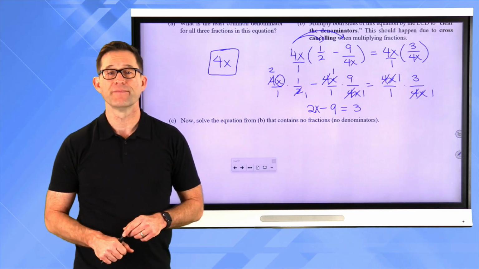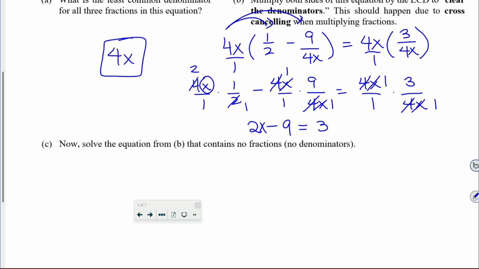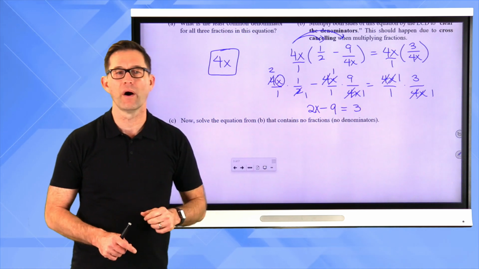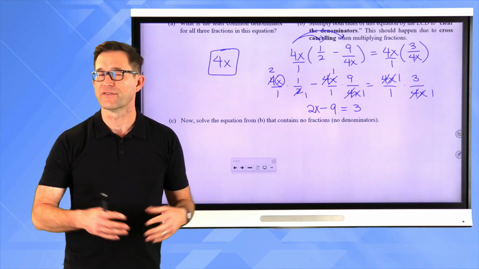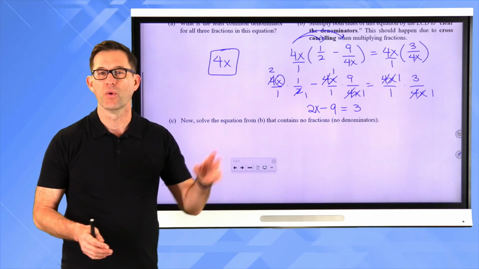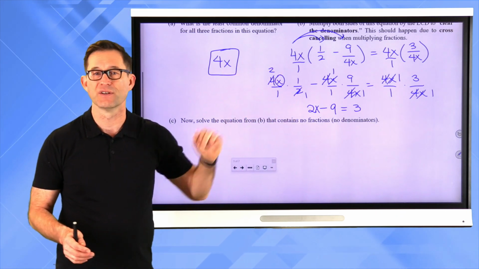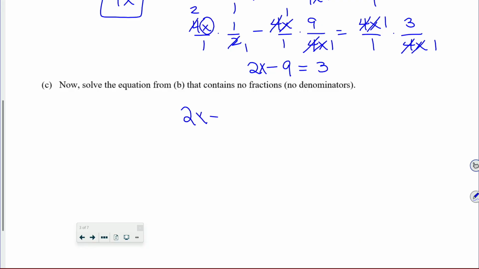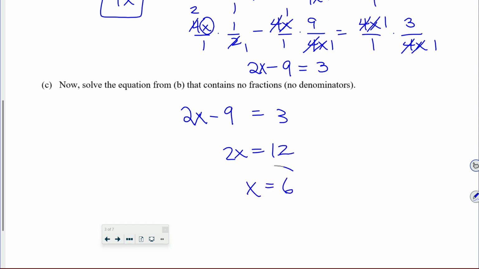Let's take a look at letter C. Now, solve the equation from B that contains no fractions, no denominators, right? All of my denominators have canceled to be equal to 1, and when we have a denominator equal to 1, like 2 over 1, that's just the number 2. Or 2x over 1, that's just the expression 2x. And now, of course, it's very easy. I get 2x minus 9 is equal to 3. Add a 9 to both sides, I'll get 2x is equal to 12. Divide both sides by 2, and I'll get x is equal to 6.